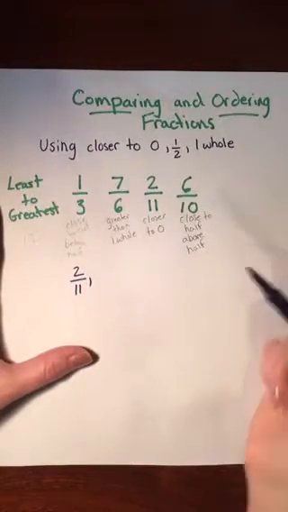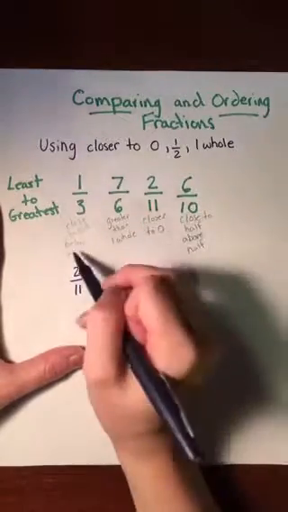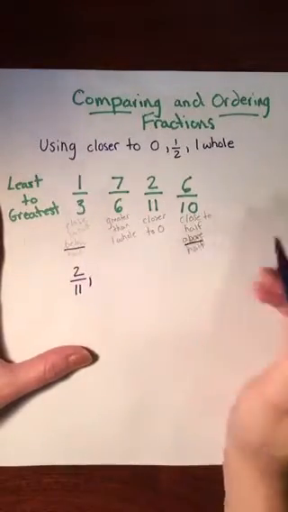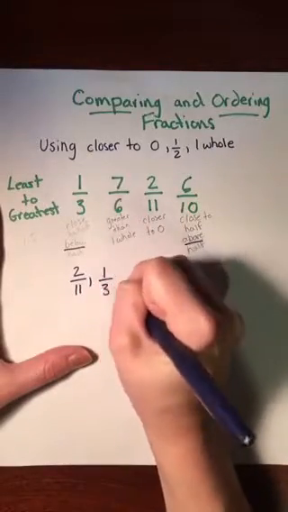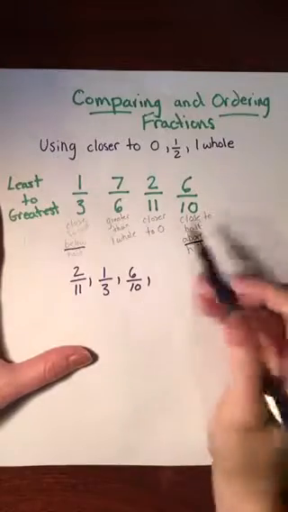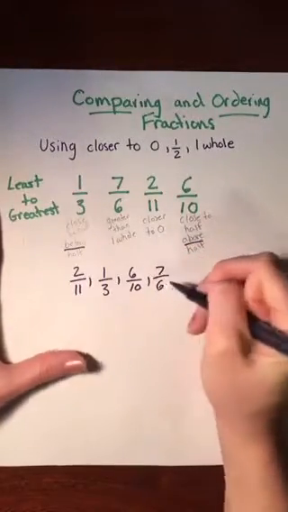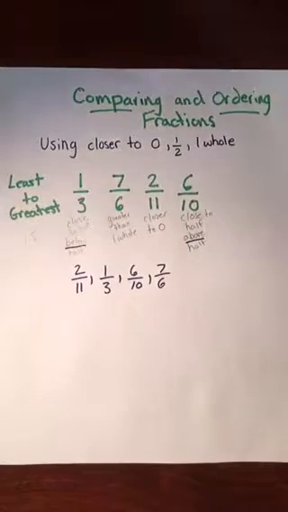After that, we have 2 fractions here that are close to half, but one is below and one is above. Therefore, 1 over 3 will be next. 6 over 10 will be the next after that. And our largest, our greatest fraction is our 7 over 6. And that is how you compare and order fractions using the closer to 0, 1 half, and 1 whole method.